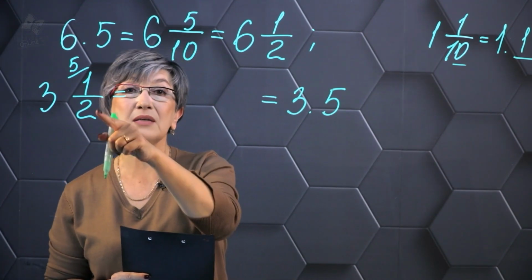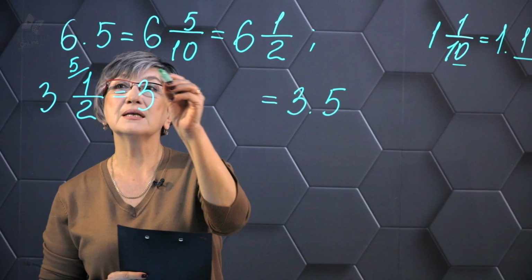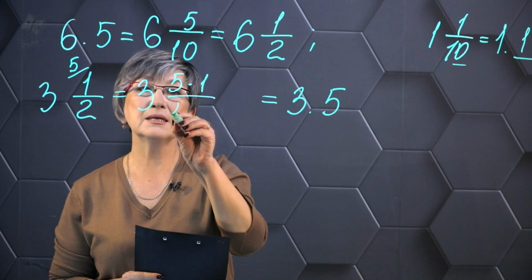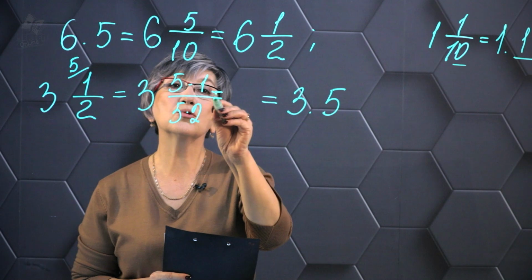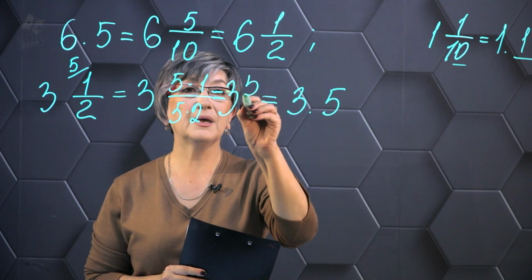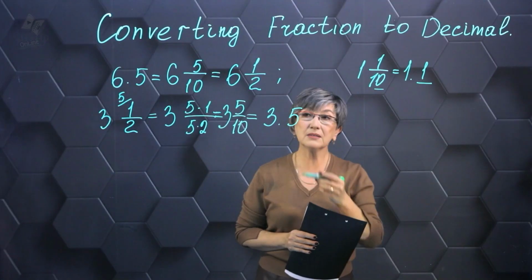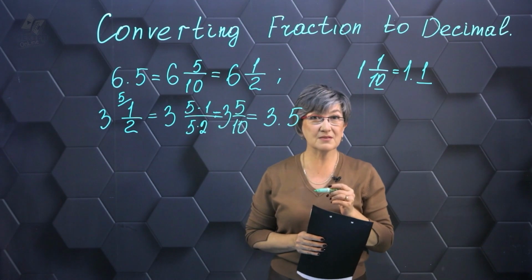So what do I get? 3 whole ones. 5 I multiply by 1. And 5 times 2. What fraction do I get? It's 3 and 5 tenths. Now I'm going to write it down as a decimal fraction. And that would be 3.5.